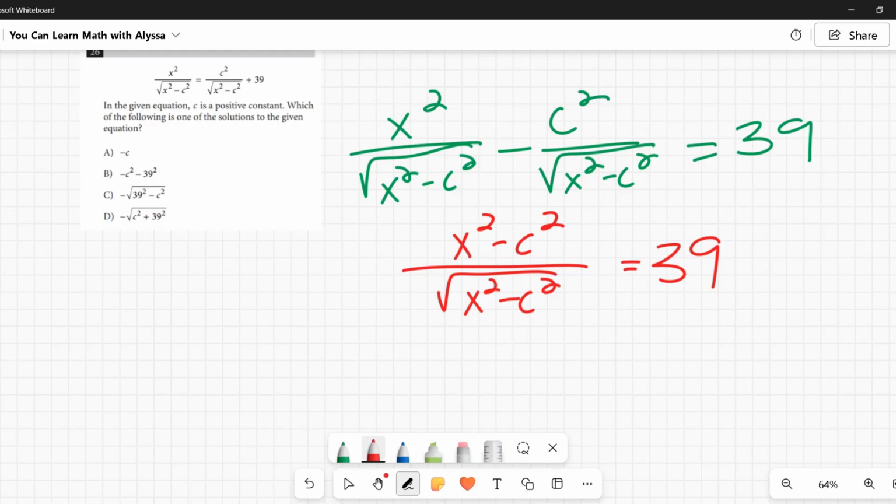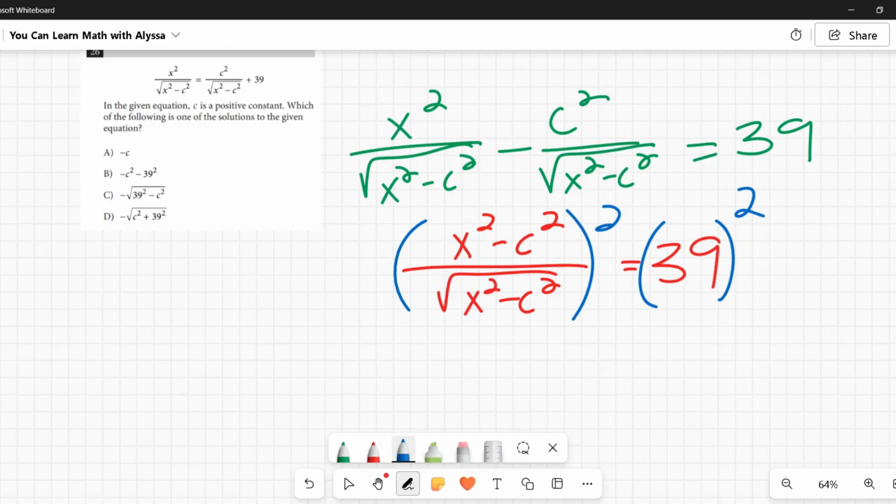Because from here, you might think, okay, well I need to get rid of this square root here, so I'm going to multiply that on both sides. Okay. The best way to get out of this is to square both sides. And I don't think that's the first thing that would come to mind.